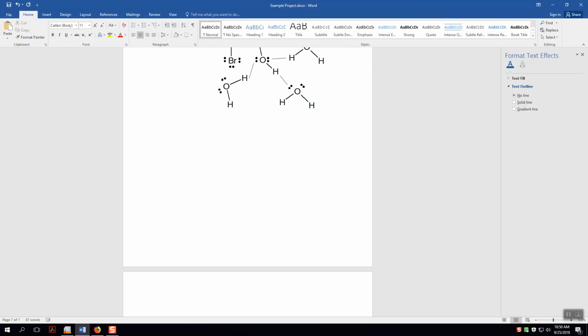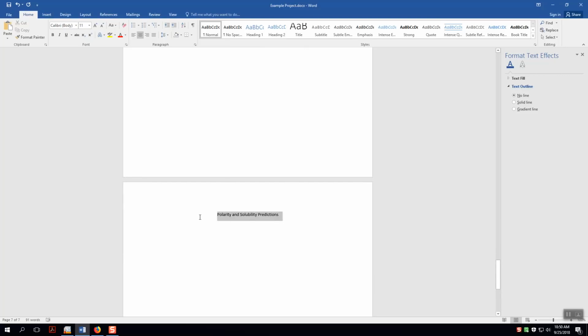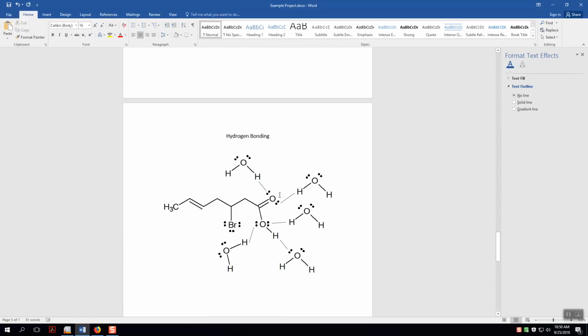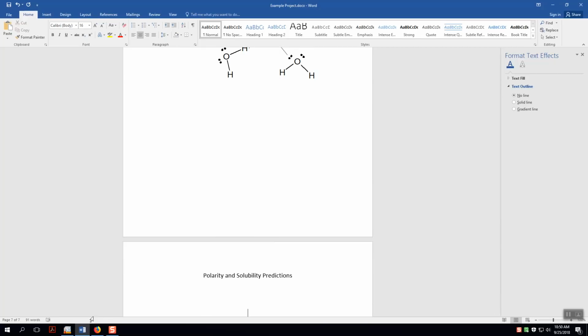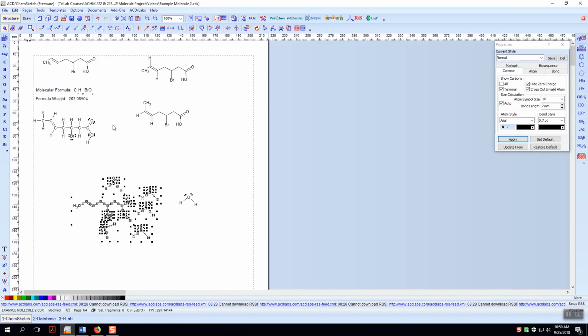Now what do I need to do? Well, the last thing it tells me to do is polarity and solubility predictions. So I'm going to type in polarity and solubility predictions. And I'm going to make that bigger because it's the title. And now I want to draw my molecule one more time. Well, I don't actually need to draw it here because I don't need anything special. So here I can just grab the skeletal structure of my molecule that I already have saved.